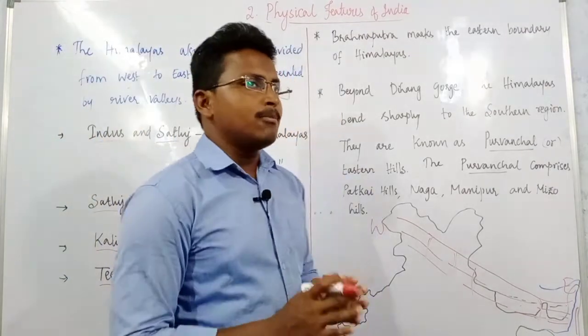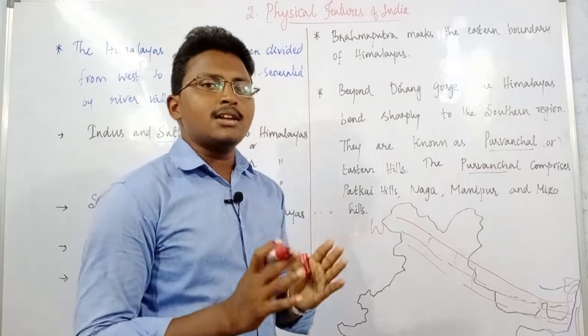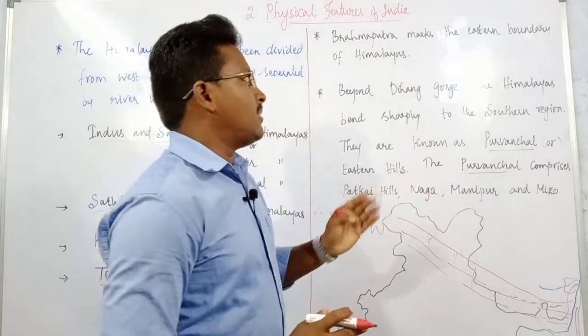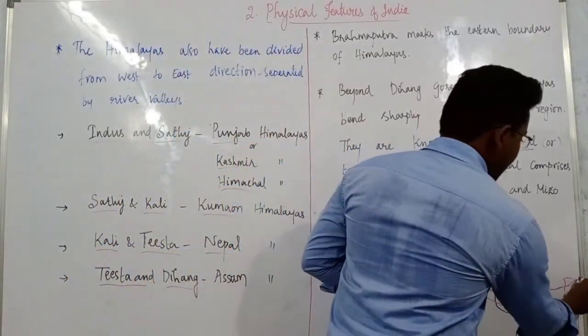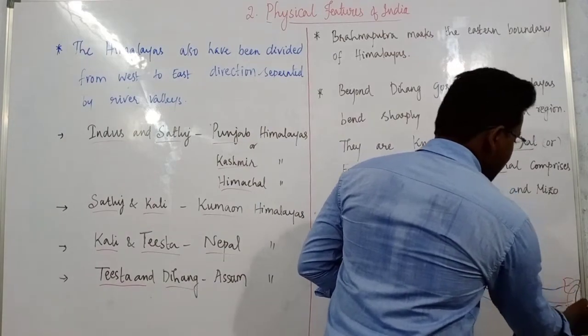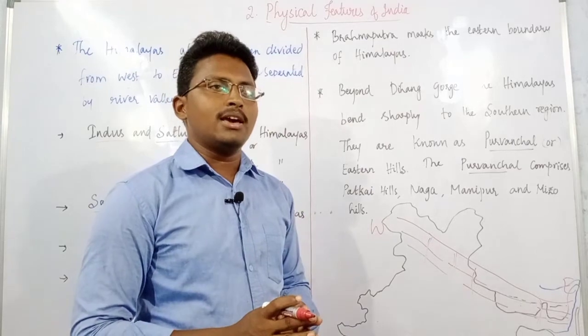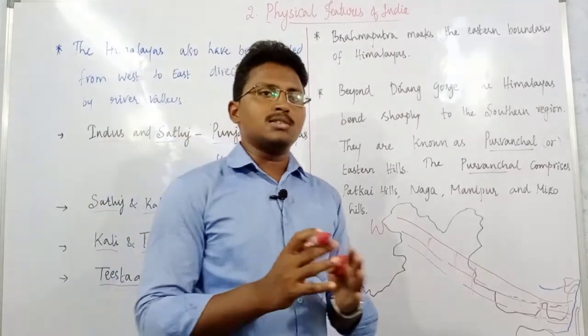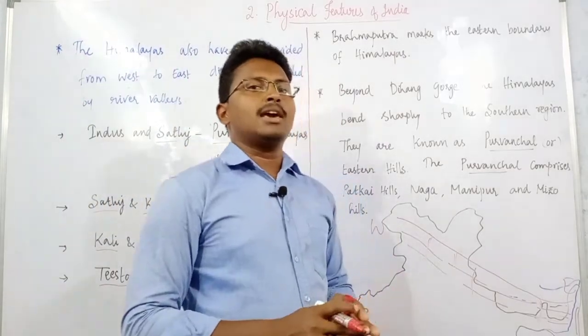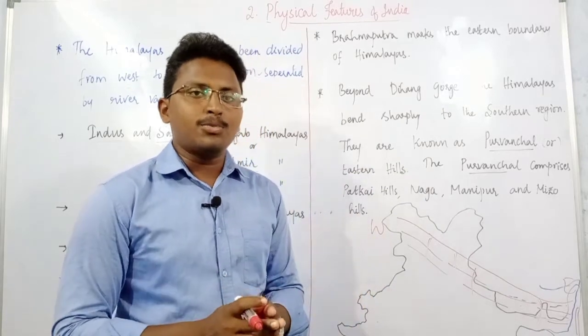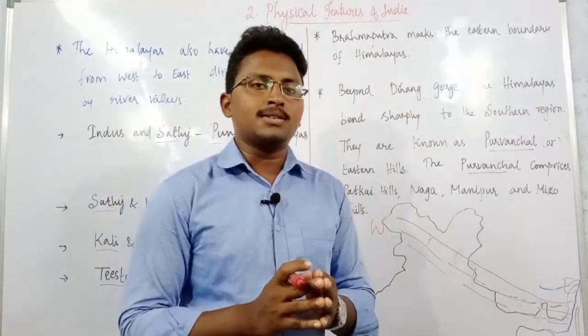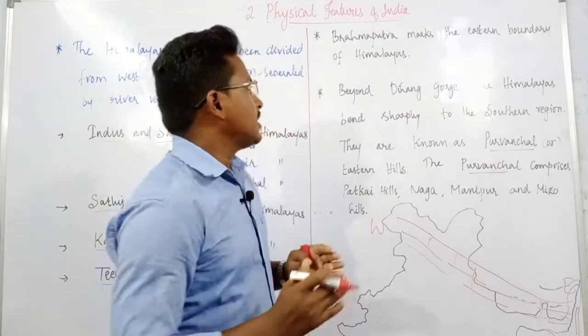And the river Brahmaputra marks the easternmost boundary of the Himalayas. You see here Brahmaputra entering into India. So if someone simply asks you what is the eastern boundary of the Himalayas, you can say it is Brahmaputra.